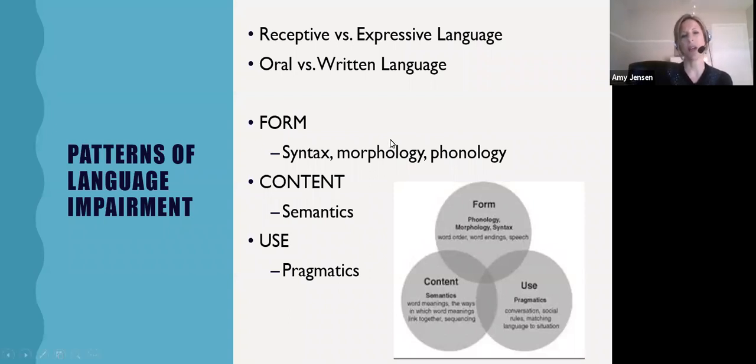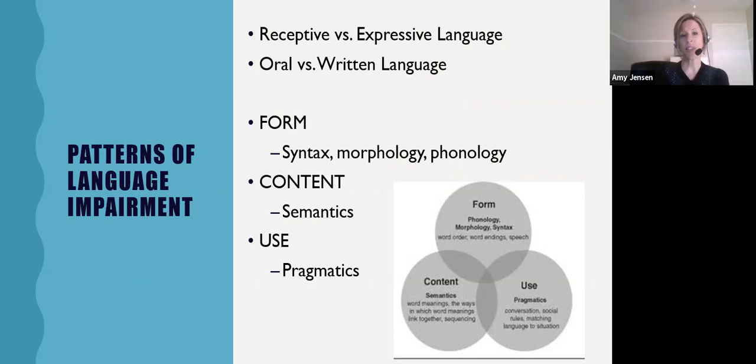We also look at the components of language, and that's referring to form, content, and use. If you haven't heard this before, don't worry, you're going to hear it a lot as you go through the program. But form relates to syntax, morphology, and phonology of language. So this pertains to word order. It pertains to little units of meaning, like word endings, plural S, possessive S. The speech sounds of the language, that's phonology, and how they relate to each other and patterns of use.